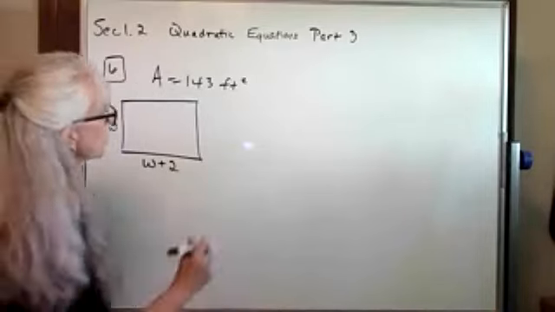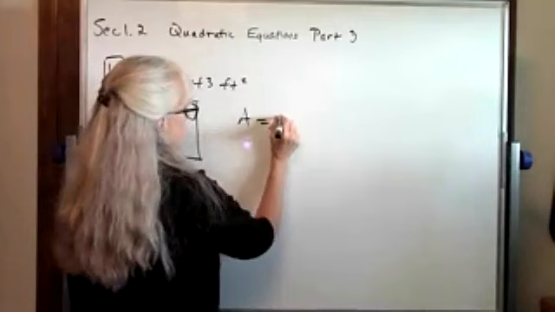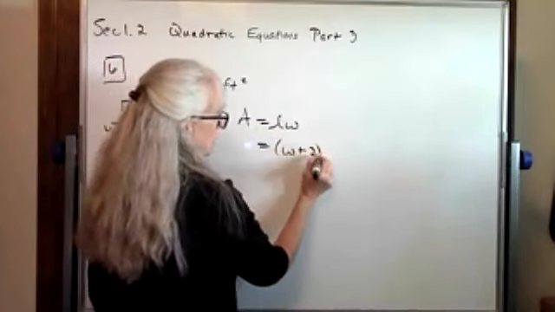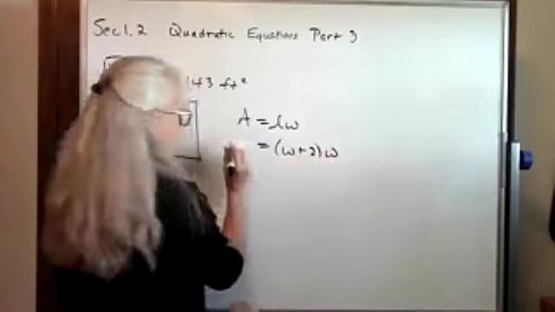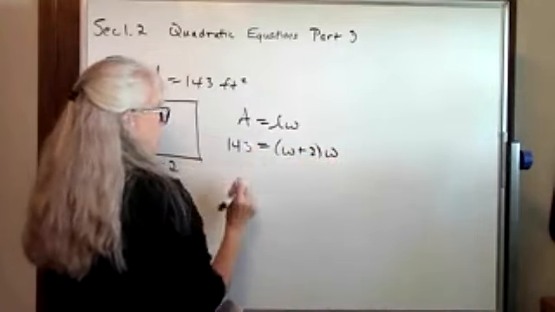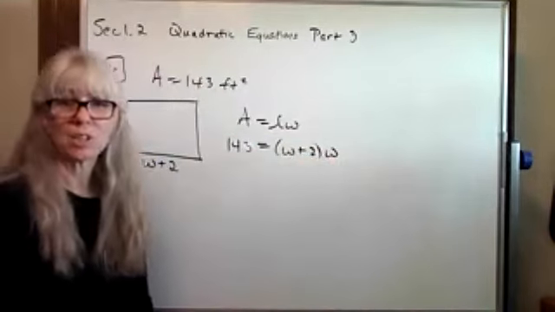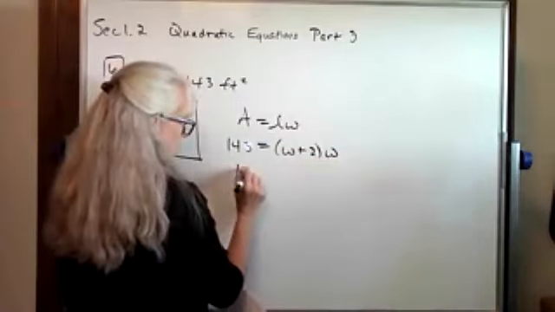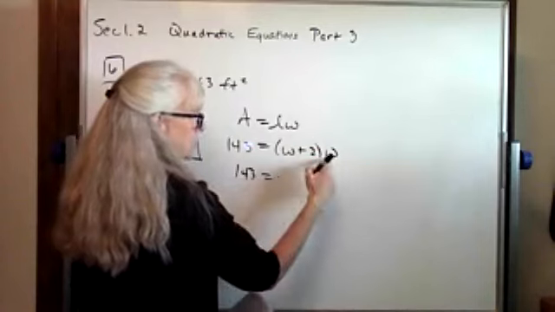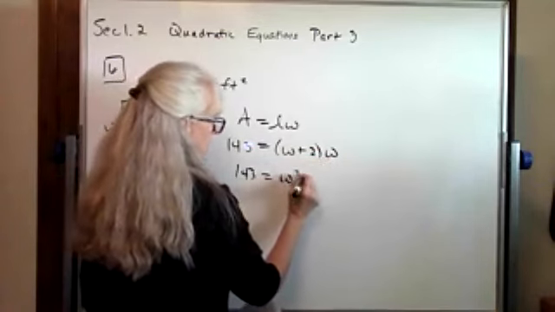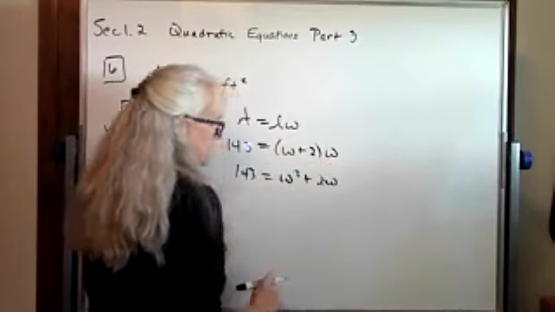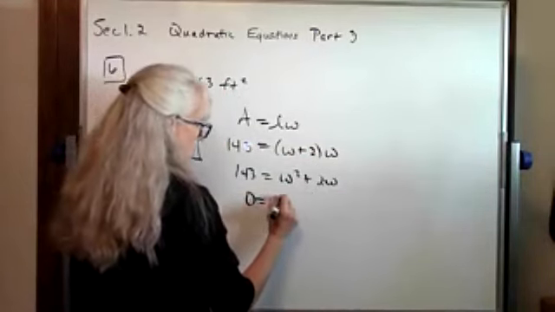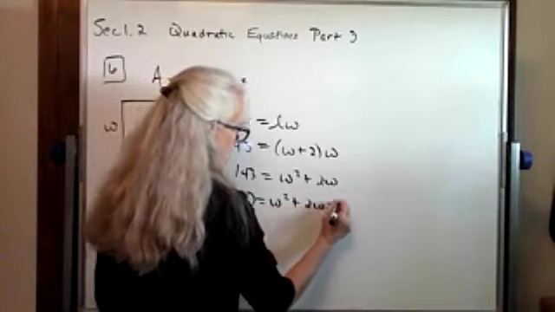Well, we know that the formula for the area of a rectangle is its length times its width, but its length is W plus 2. Its width was just W, and we know that the area is 143. So now we've written an equation, and it turns out to be a quadratic equation. So we have 143 is equal to, I'm going to distribute the W here. That'll give me W squared plus 2W. I need this in standard form, so I'm going to move everything to the same side. So 0 equals W squared plus 2W minus 143.